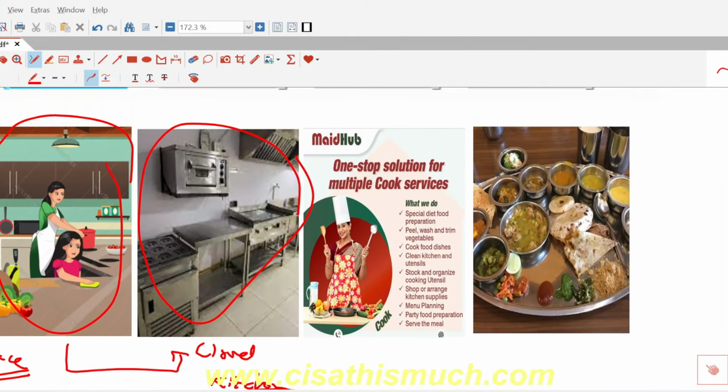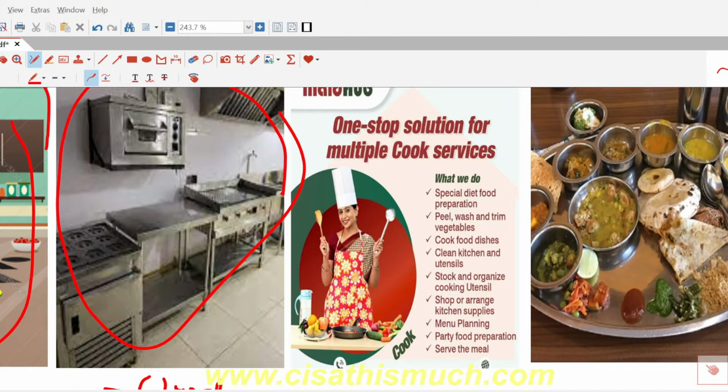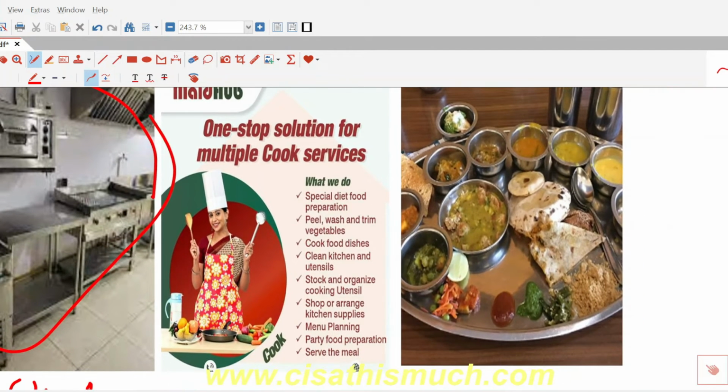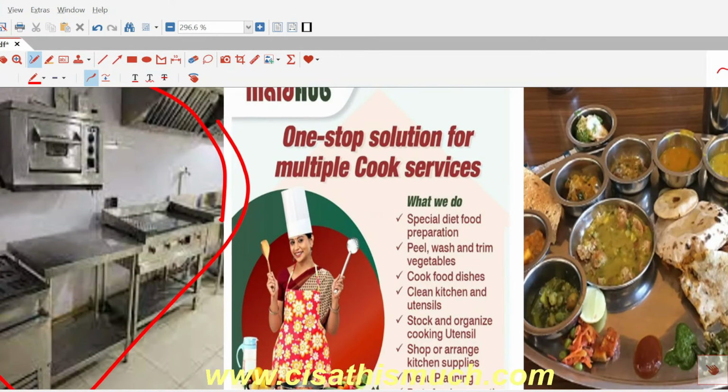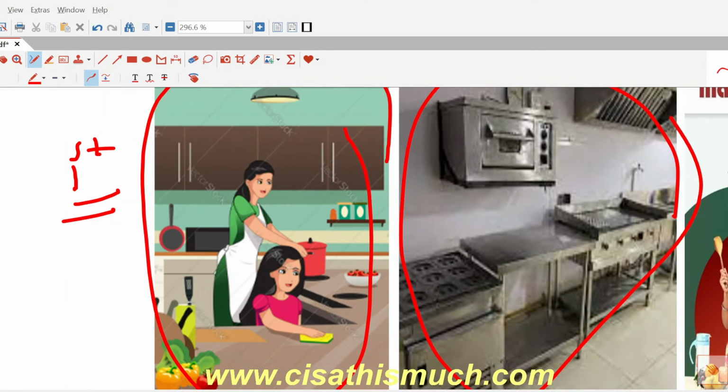Now let's look at the third example. We are not getting into the cloud kitchen, okay? Maybe it could be in the cloud kitchen or maybe in your home, but let's take the same example. What happened in the second case: the mother herself went to the cloud kitchen and prepared the entire food, right?